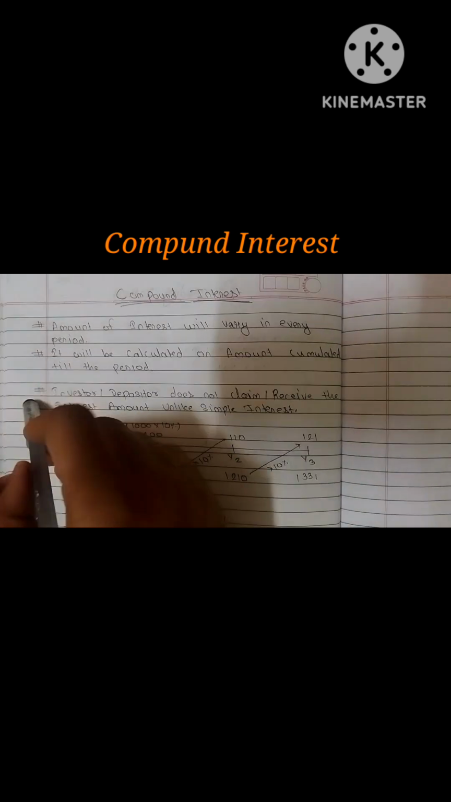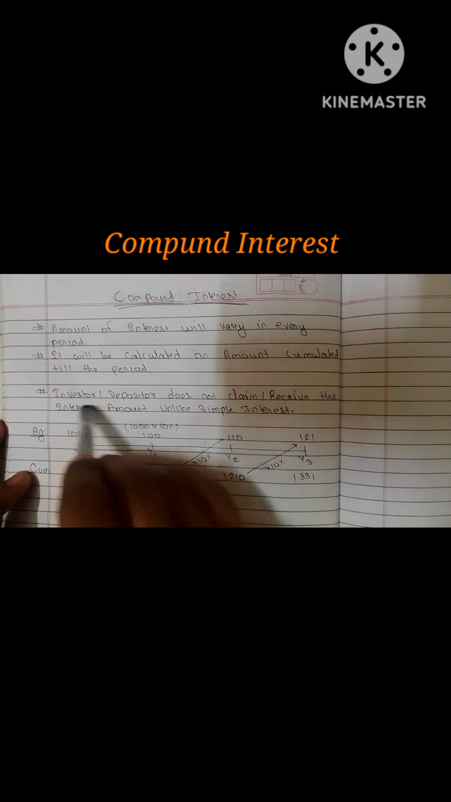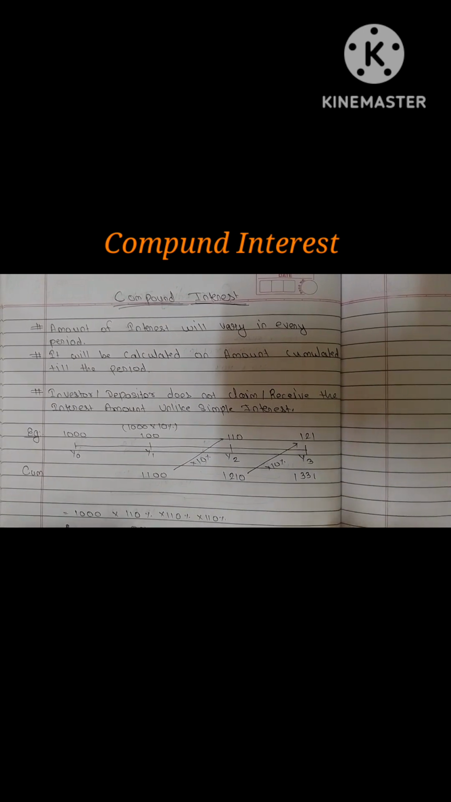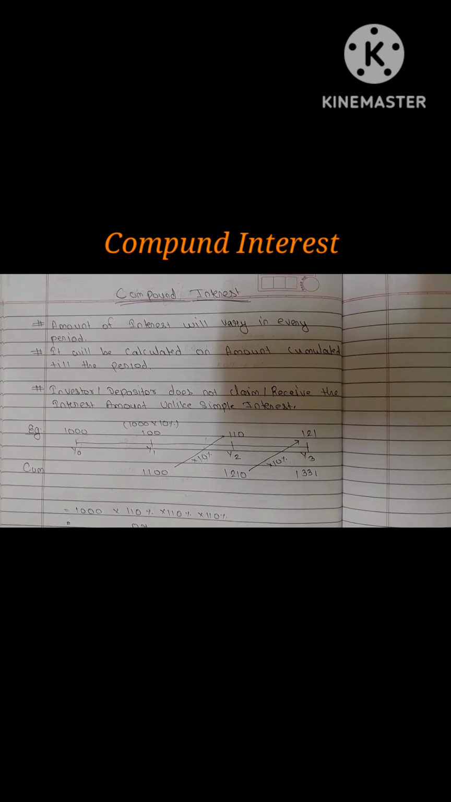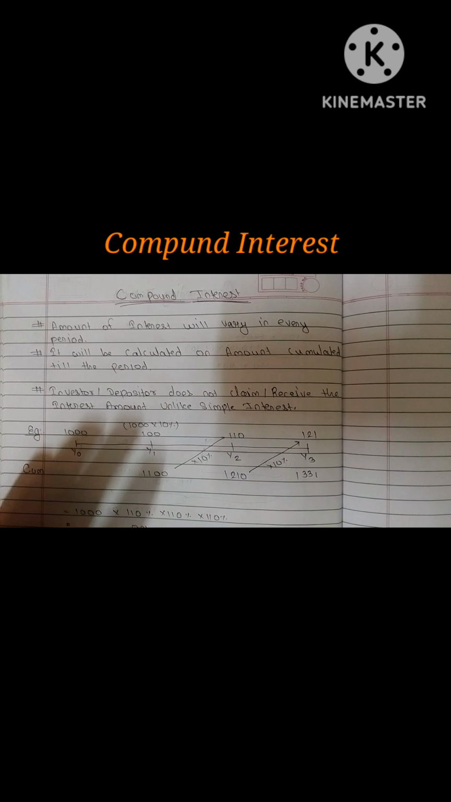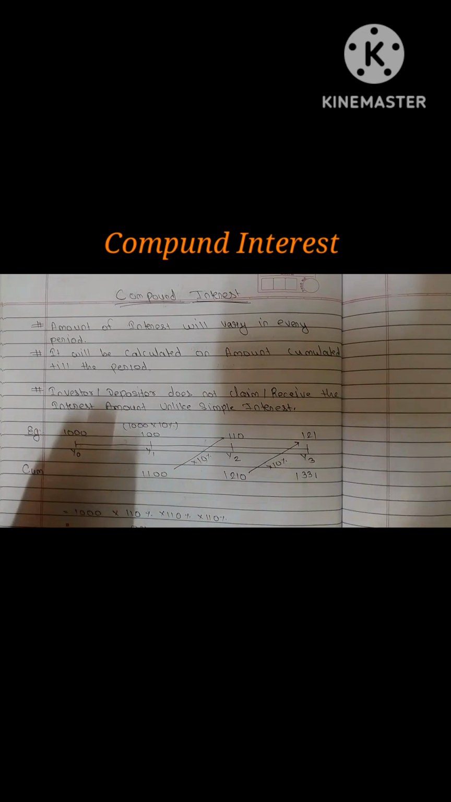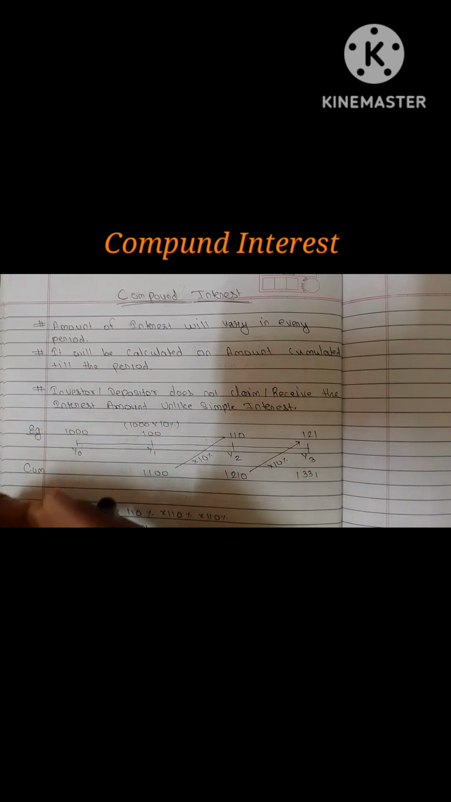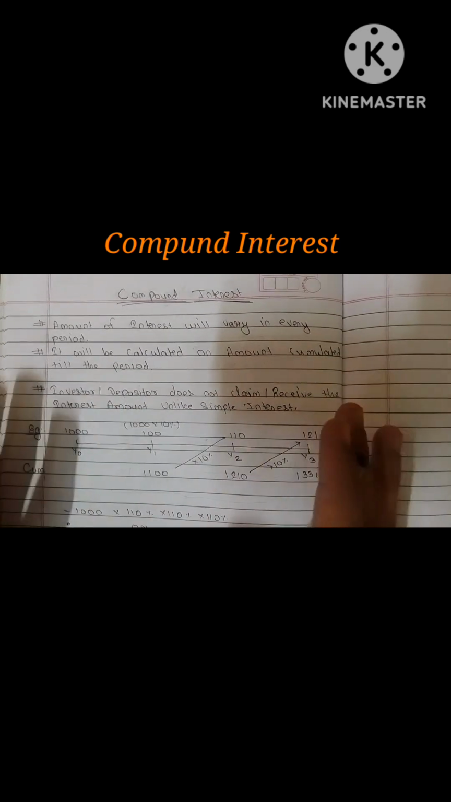So the third sentence, what it says, the investor or depositor does not claim or receive the interest or amount, unlike simple interest. What happens in simple interest? The amount of interest that occurs will be claimed by the depositor. So the principal amount remains the same over the period of time. But in this compound interest, the amount of interest will not be withdrawn by the depositor. So the interest will be accumulated over the period of time, and the interest will be charged on the amount that is accumulated.